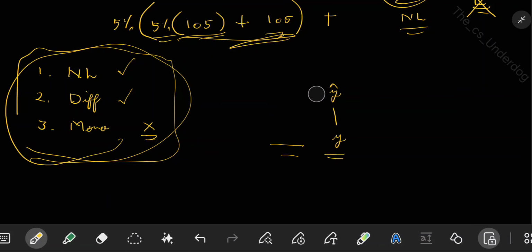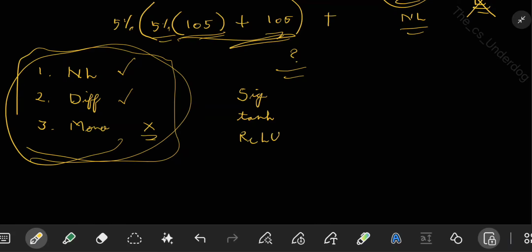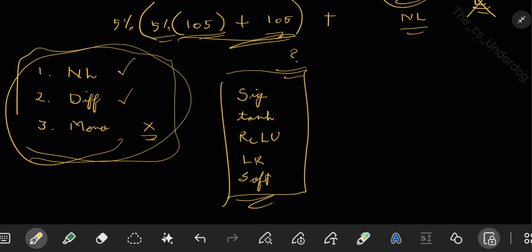What are the different activation functions? This is also important. In the coming lectures, we'll see that there is something called the sigmoid activation function. There is something called the tanh activation function. There is something called the ReLU activation function. There is something called the leaky ReLU activation function. Many of these activation functions are there. Then there is softmax. We'll learn in detail about each of these activation functions and what exactly the use case of each function is.